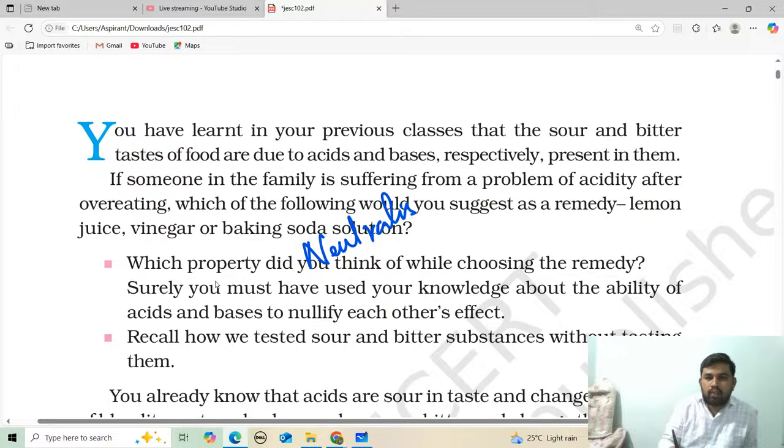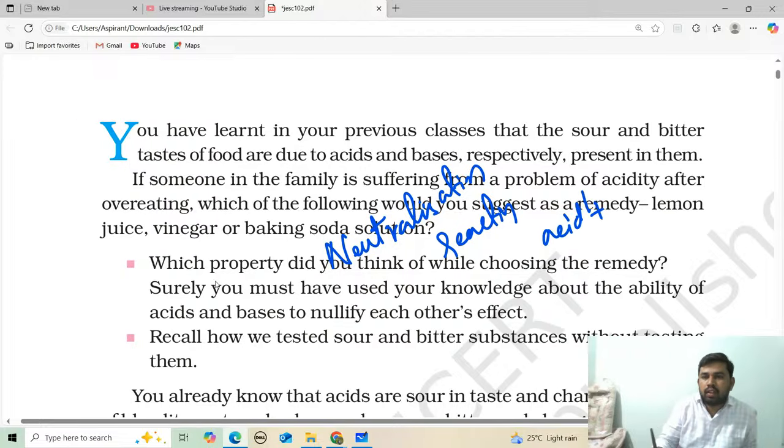So we know very well what we mean by a neutralization reaction. A neutralization reaction is between acid plus base, which gives rise to salt and water, and along with that, heat is generally liberated. This is called a neutralization reaction.